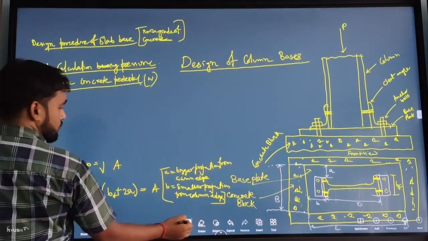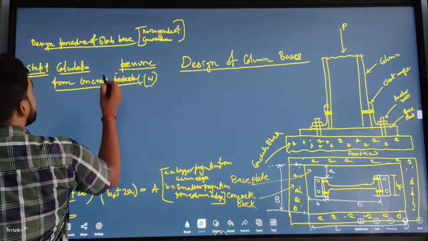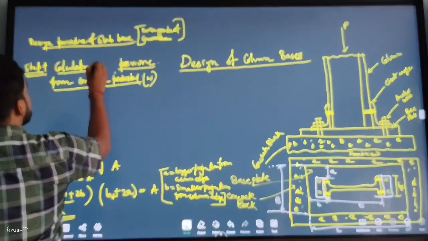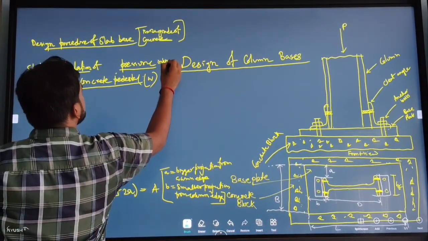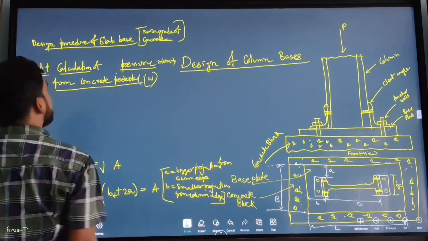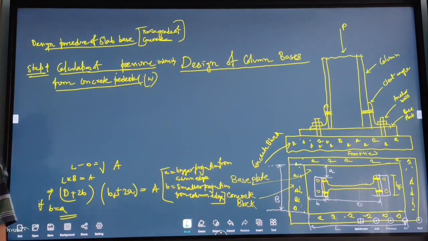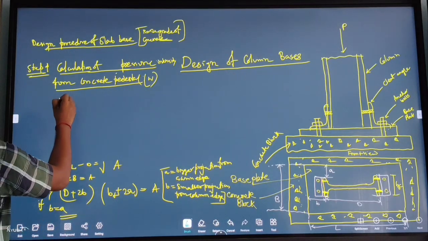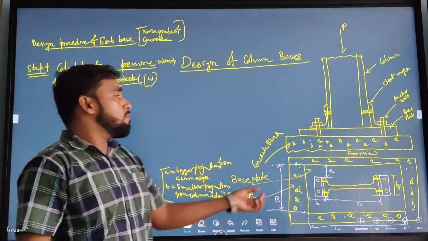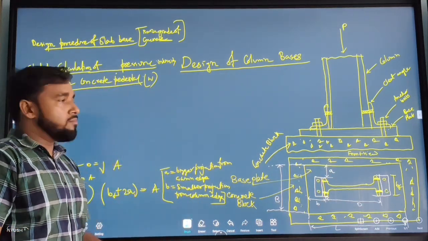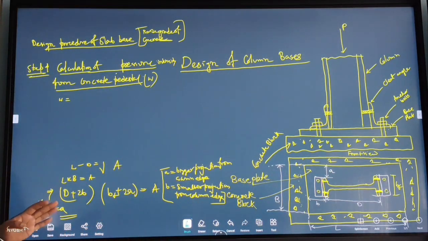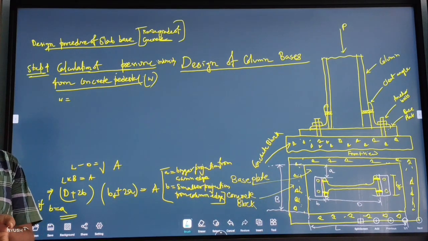Calculation of pressure intensity. Calculation of pressure intensity from concrete pedestal. How much amount of pressure intensity will come from concrete pedestal? Load is constant. I am providing area A. Always try to provide area such that amount of area required is less than or equal to area provided.